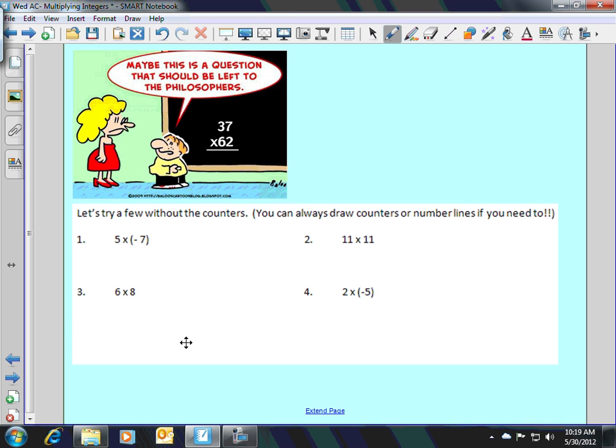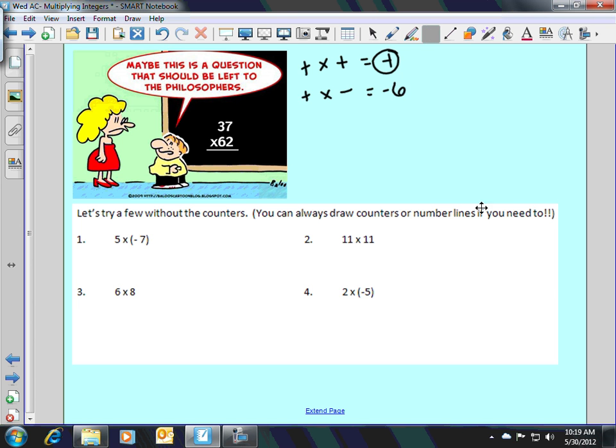So we're going to develop some rules real quick. Whenever we had a positive times a positive, our answer was positive. Whenever we had a positive times a negative, that was 3 groups of negative 2. Our answer ended up negative.